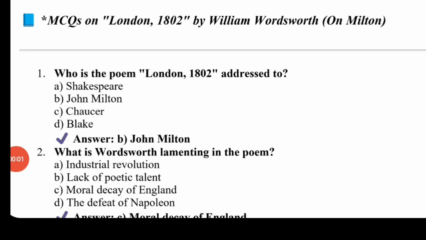So students, these are the multiple choice questions on the poem on Milton by William Wordsworth. Previously this poem was titled London 1802. Afterwards the title was changed to On Milton. तो ये एक ही पोएम है लंदन 1802, इसी का नाम है ऑन मिल्टन.